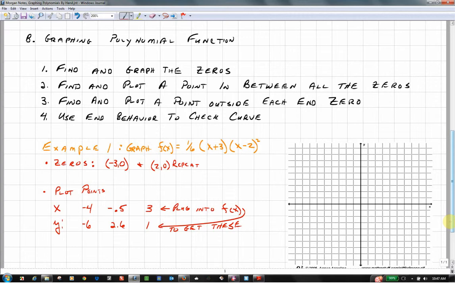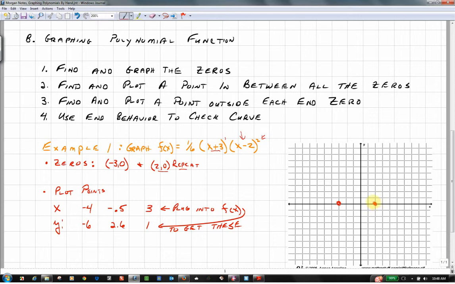squared. Now, when I look at this, I know that this factor right here will create a repeating point because it has a square, an even power there. So that's going to be a touch point. The other one is a first power. It's going to pass through there. So let's go ahead and plot the zeros. So if I have a factor of x plus 3, the 0 would be at negative 3, 0. Let's go ahead and plot it. And if I have a factor of x minus 2 squared, I'm going to have the 0 at 2, 0, but it's going to be a repeating 0. So I'm going to go ahead and put that on there.